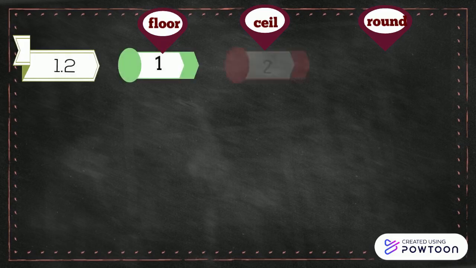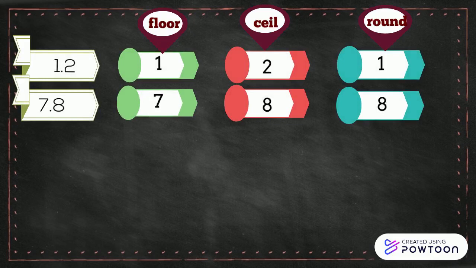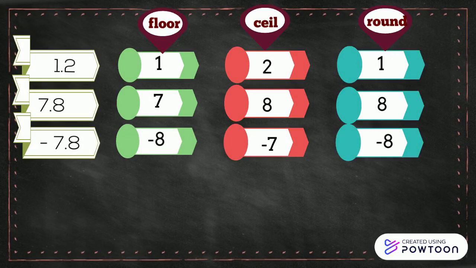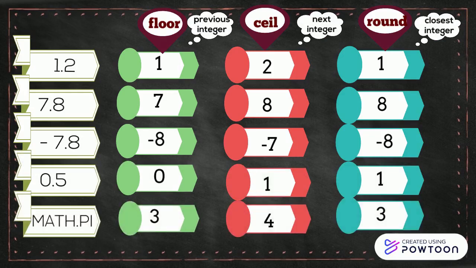Let's look at a few examples which demonstrate the difference between floor, ceiling, and round. Remember, floor is the number which is lower than the given number, lowest integer. Ceiling is the highest integer, and rounding is the closest integer.